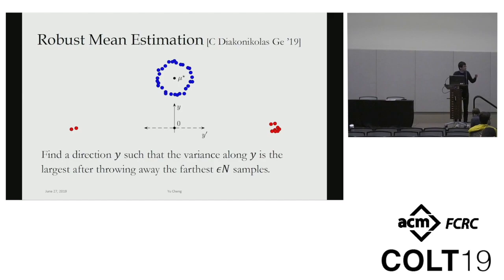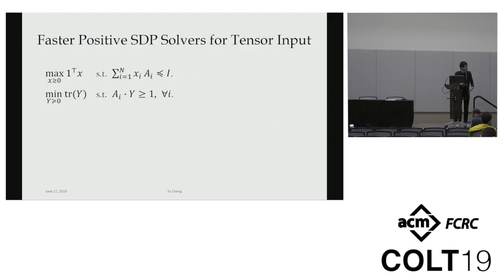If you do this, you will recover the direction y again, even in the presence of corruptions, okay? It turns out you can cast this as a positive SDP, so the bottleneck of the algorithm is just to solve these positive SDPs a logarithmic number of times. Okay, so what we do in this paper is to come up with a faster solver for these SDPs when the input has certain structure, namely they're tensored with themselves.